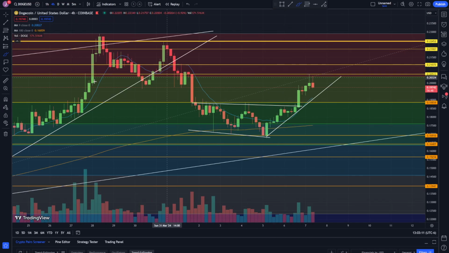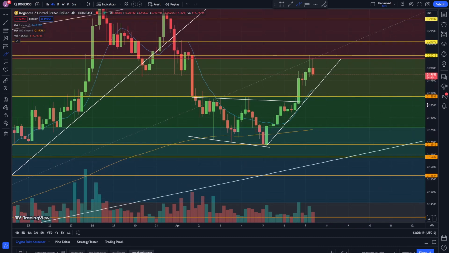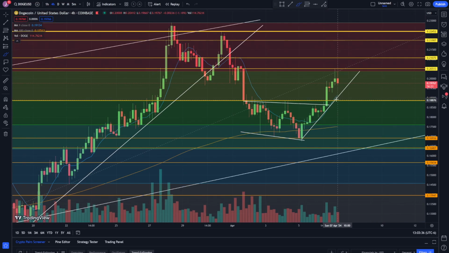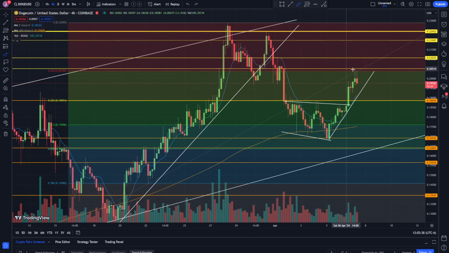So either we come down to these Fibonacci retracement levels, which are sitting at 0.18859, and then the next one, I'm actually not looking at this Fibonacci level. If we continue to come down, I'm going to be looking at this previous bottom down here, sitting at 0.16916. So that's the bearish scenario.